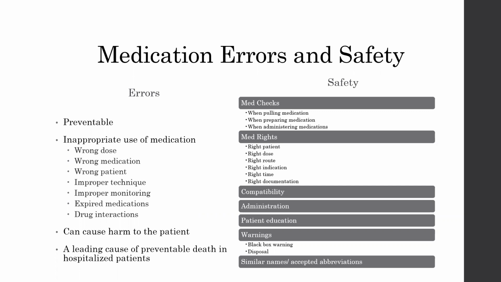We also want to check for any warnings. Some medications have black box warnings, which indicate when it may or may not be appropriate to give. We also want to check for any special disposal warnings. So for example, certain vitamins or chemotherapy may have to be disposed of, the packaging or the medication, in special containers. Lastly, you want to check your medications for any similar names or any abbreviations.